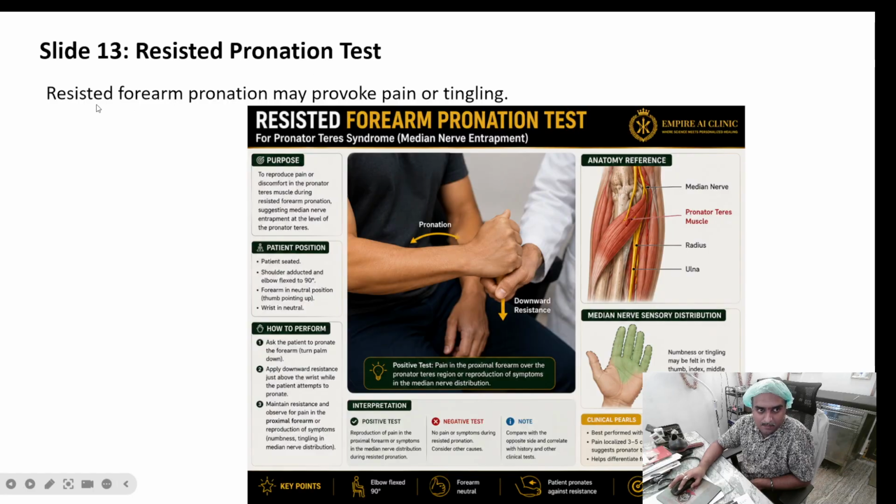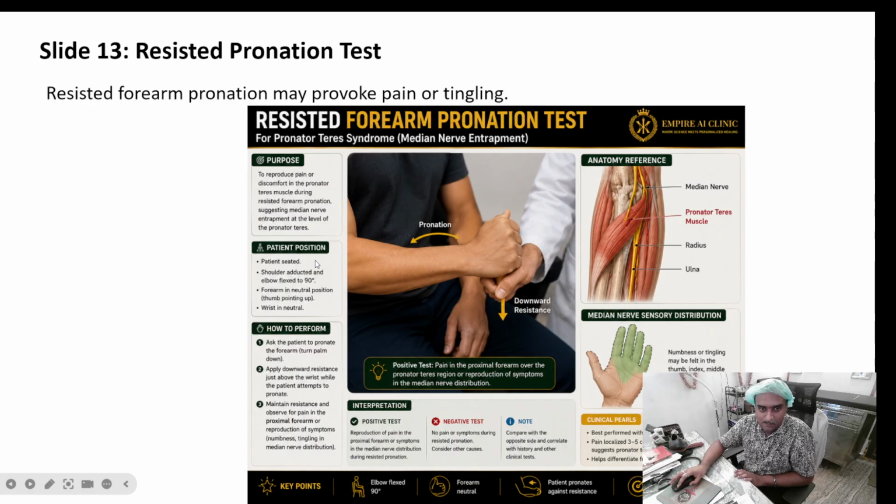Resisted pronation test: resisted forearm pronation may provoke pain or tingling. Pronation and downward resistance. You can see the positive test: reproduction of pain in the proximal forearm or symptoms in the median nerve distribution during resisted pronation. So, reproduction of pain or discomfort in the pronator teres muscle during resisted forearm pronation suggests median nerve entrapment at the level of the pronator teres.